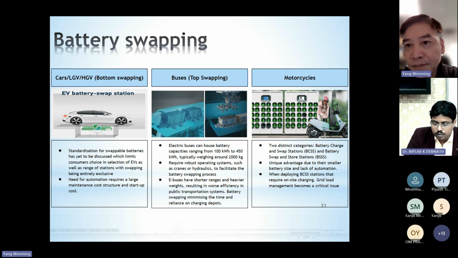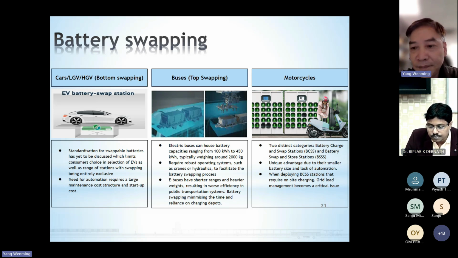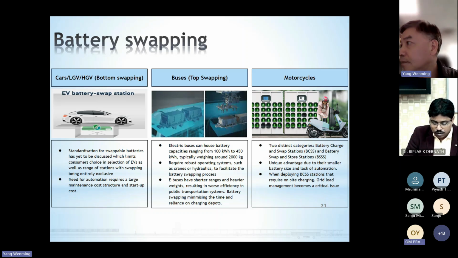Sir, I have one query. How does battery swapping accommodate different vehicle ranges and different battery types, sir?